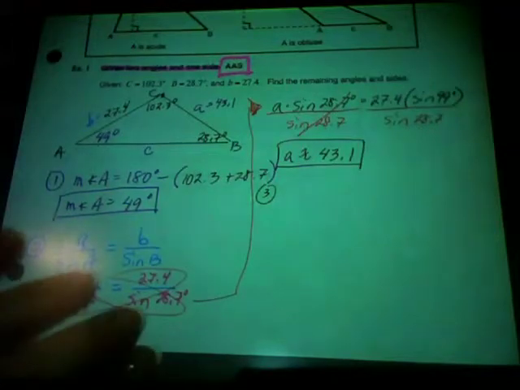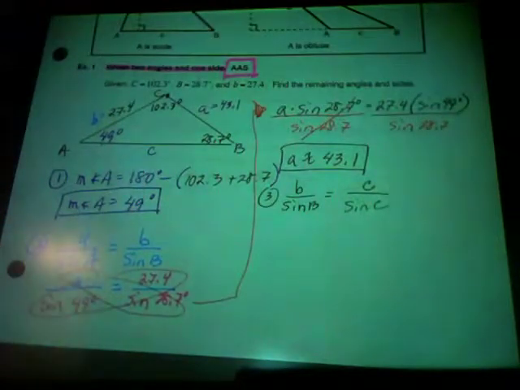Now you got it. There's your parentheses. All right, so on this one, we're going to use B over sine of B equals, since I'm trying to find C, we're going to use C over sine of C. Now, if you want to do it the inverse, go right ahead. We'll still get the same answer.